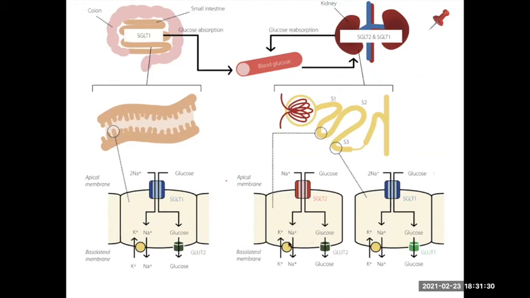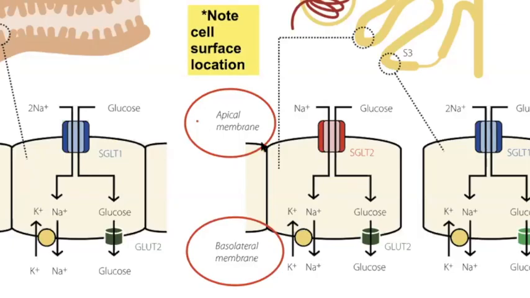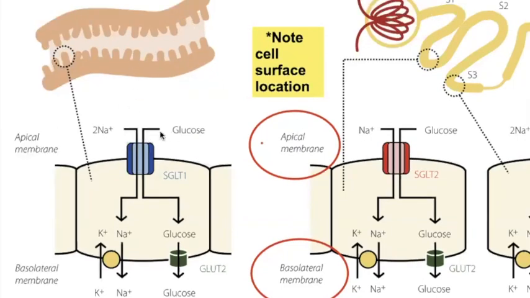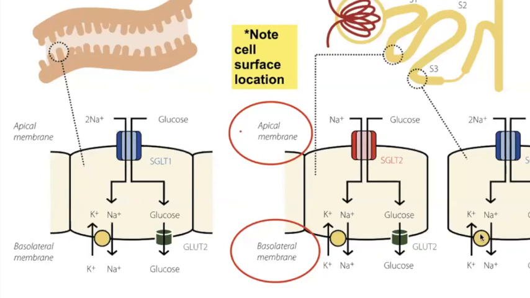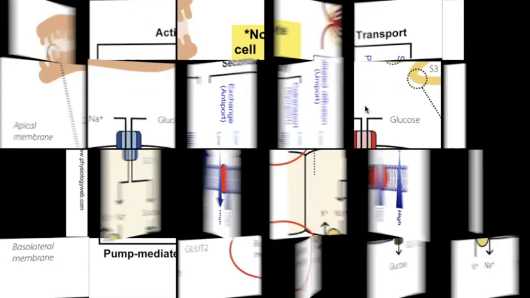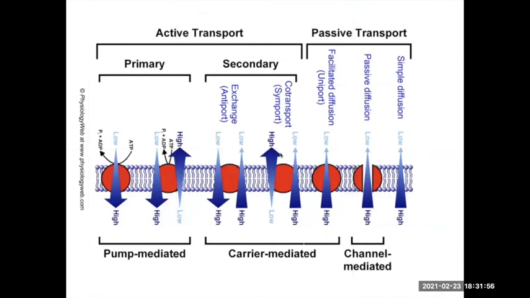So what I want you to take note of here is the location of the so-called SGLT2, the sodium glucose transporters, and these glucose transporters themselves, right? Where they are, whether it's facing the luminal surface or the basolateral surface. So this will be that localization of membrane stuff. All right, but that is for now. We'll get back to that.